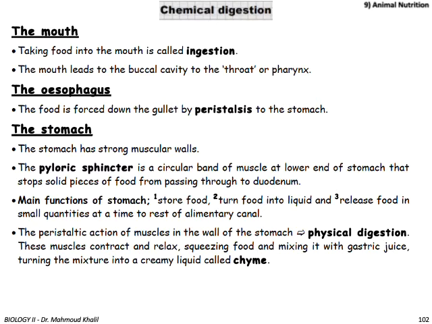This peristaltic action of the muscles in the wall of the intestine is a kind of physical digestion. These muscles contract and relax, squeezing food and mixing it with gastric juice, turning the mixture into a creamy liquid called chyme. So it starts from the mouth as the bolus, and then it's transferred to another structure called chyme. So now the chyme will move to the small intestine.